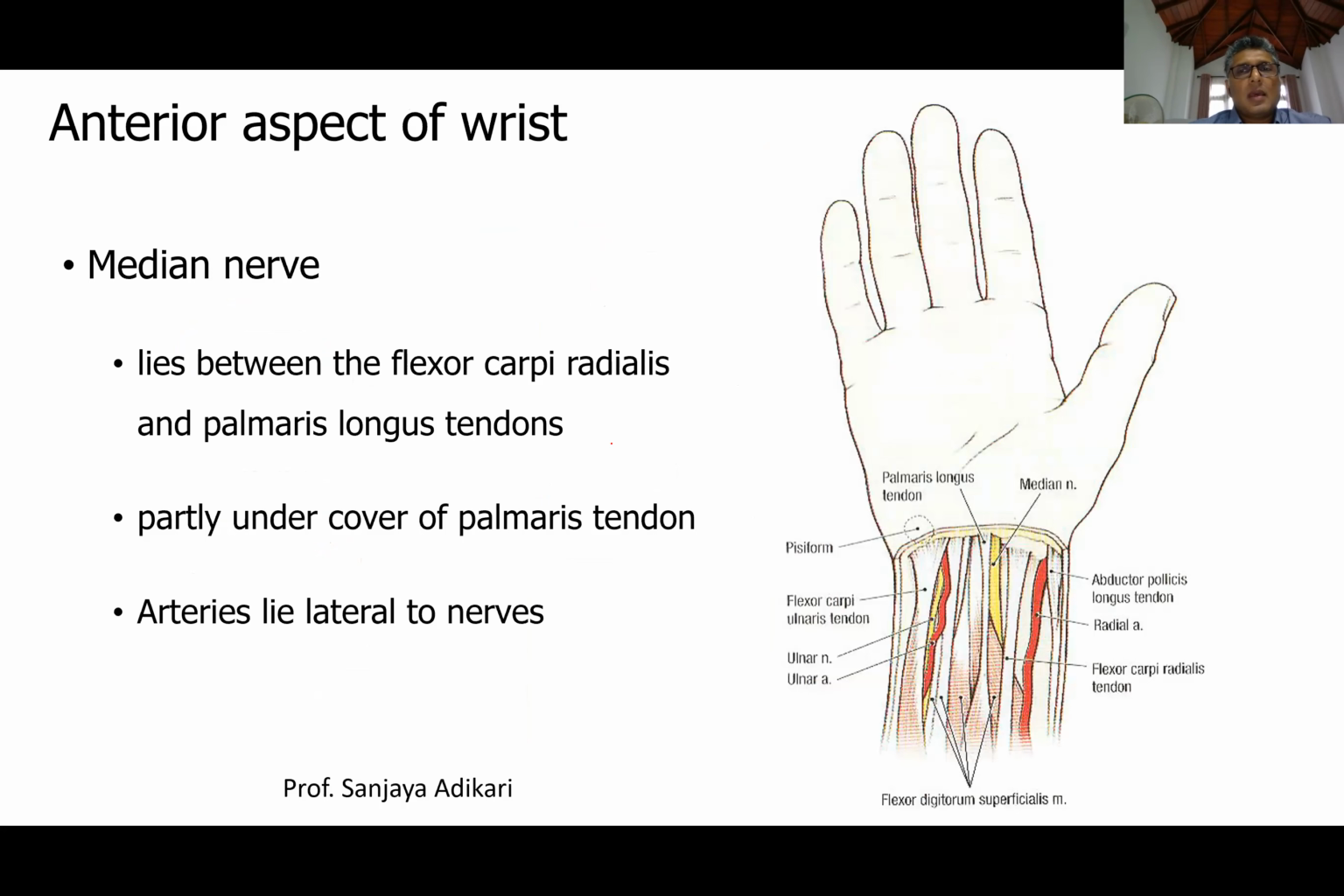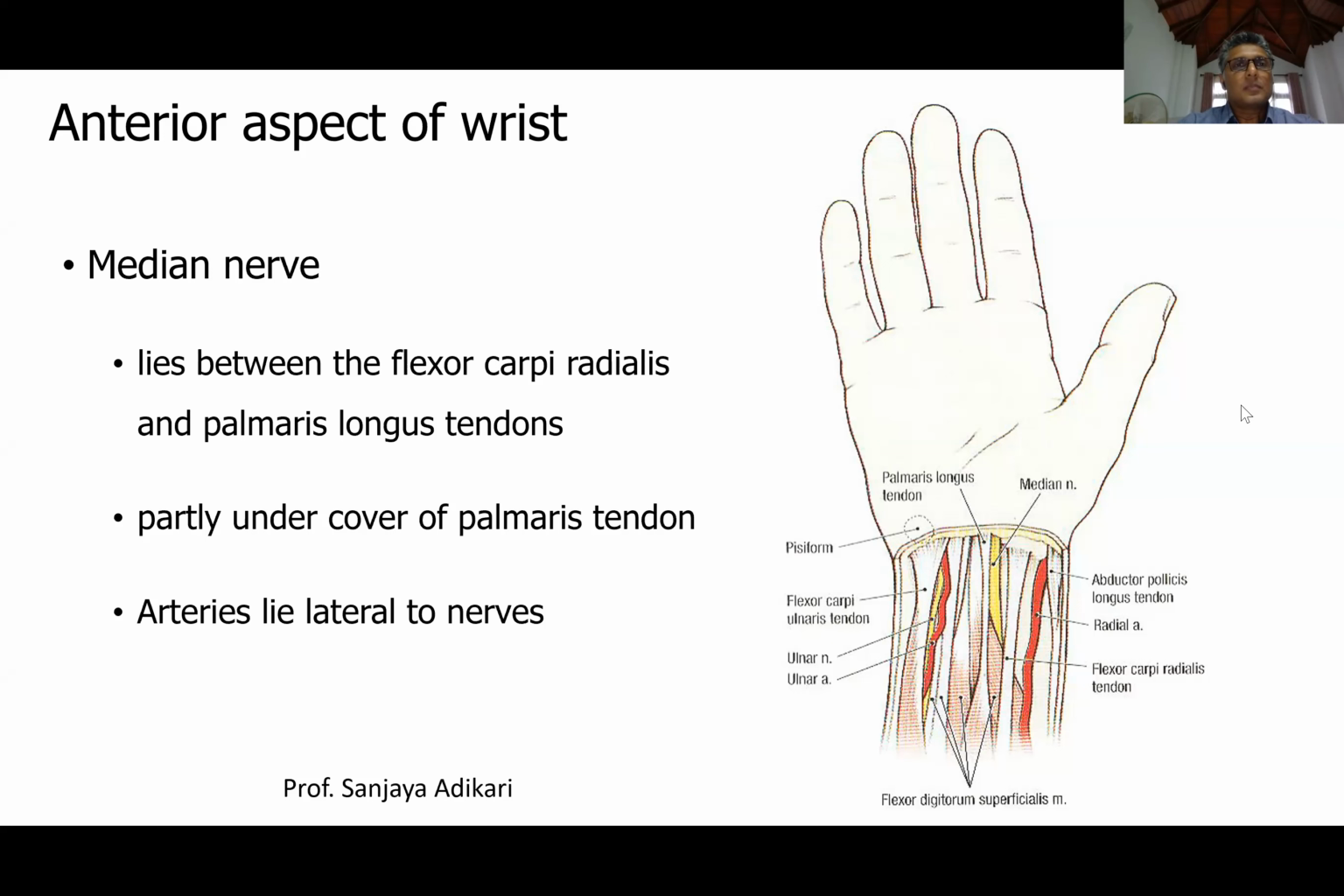Then at the anterior aspect of the wrist, I don't know whether we should take a small break. Shall we take just a 5-minute break? Okay, just a 5-minute break. Okay, then we will start again. Okay, we will continue from there.